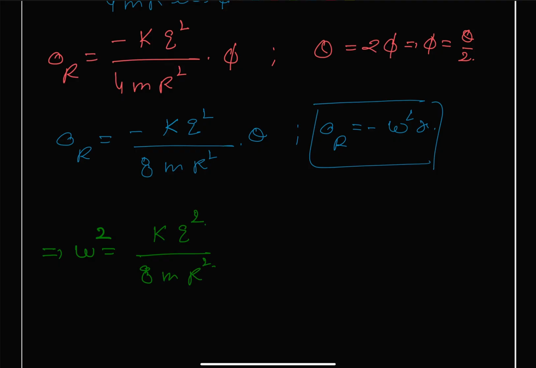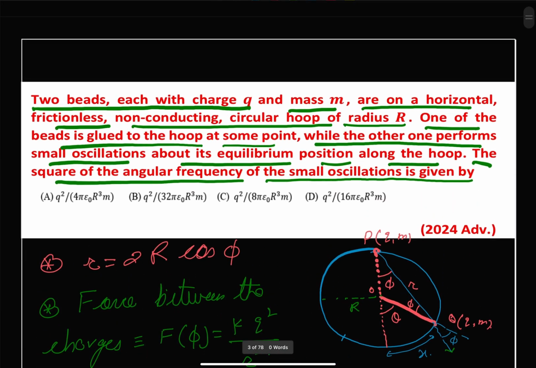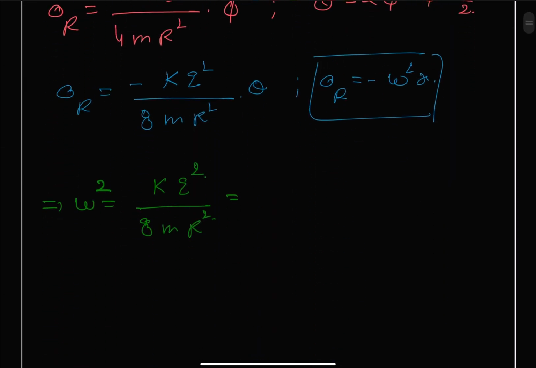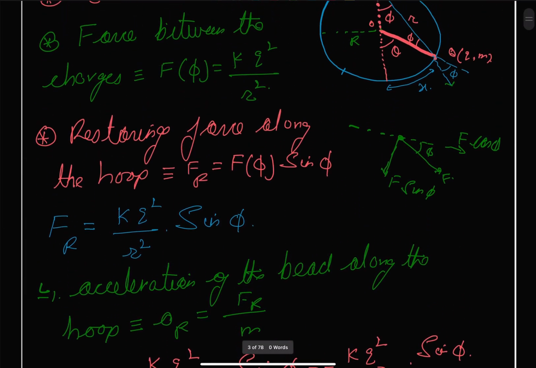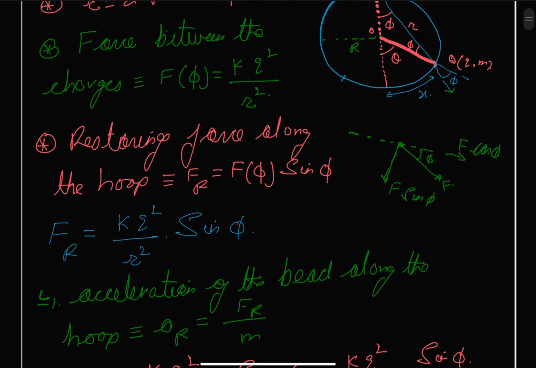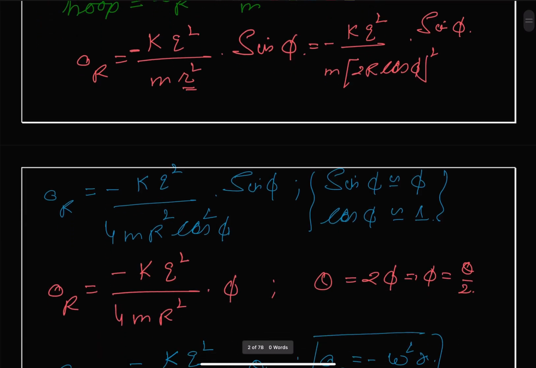and we can just substitute the value of k. That will be 1 upon 4 pi epsilon naught, so this comes as q square, and this is 32 pi epsilon naught m r square. So this is our square of the angular frequency. Okay, 1 second, sorry, I made a mistake here.